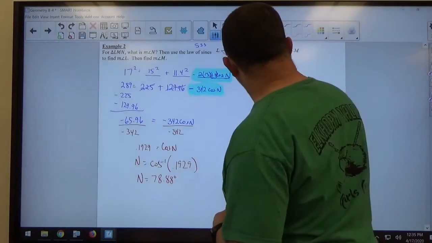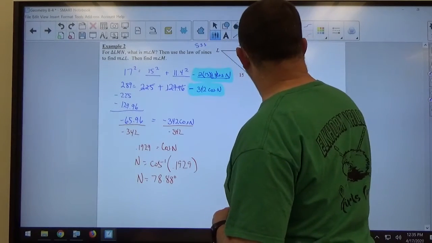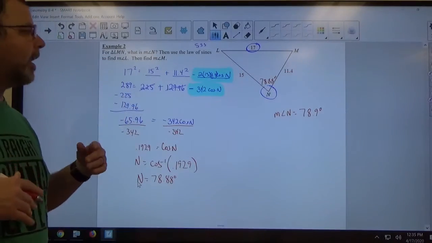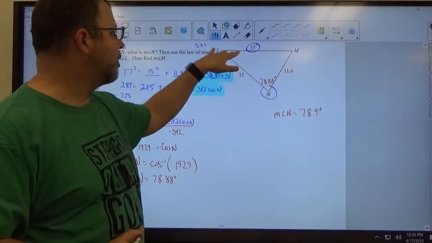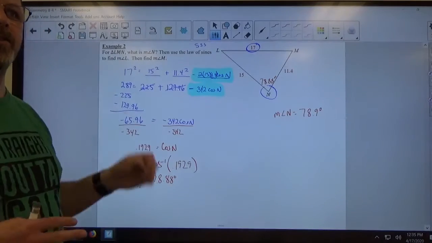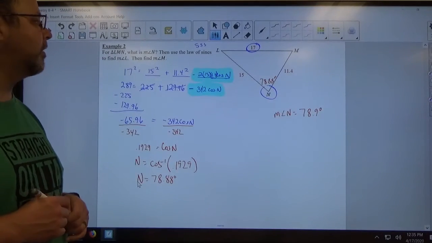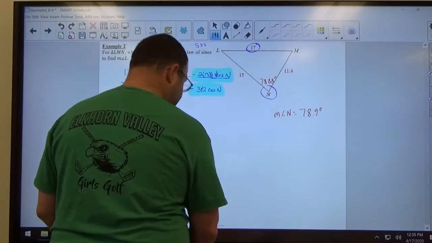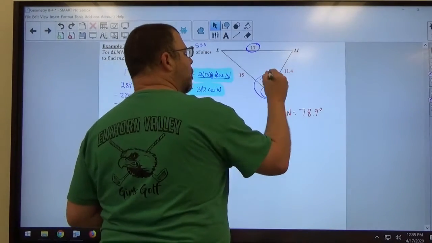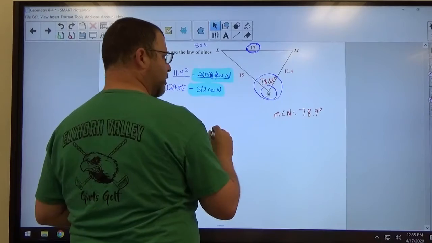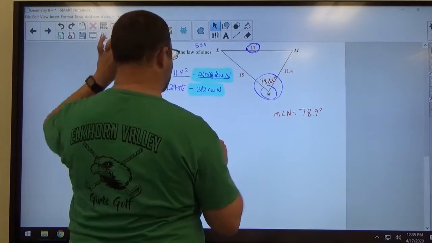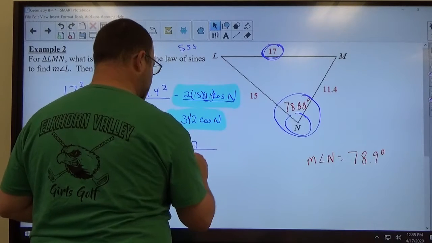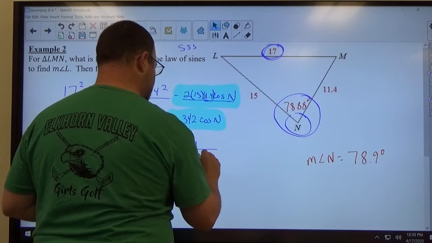Now, it says use law of sines to find measure of angle L. Now, it could have just as easily said find measure of angle M. Doesn't matter which one you find next. We've already found the biggest angle, so the other two angles are not the biggest, so law of sines will find either one of them very easily. If I'm going to have to use this angle we know with this side we know for one side of the law of sines, let's do that real quick. So it's going to be 17 over sine of 78.88.